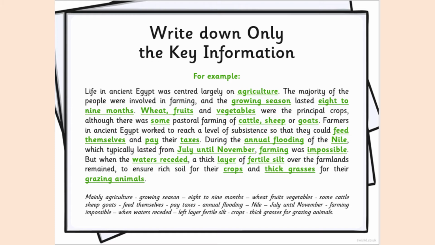So down below, when you're writing your notes, this is how it would look, and this would help you remember what the text you are reading was about. So again, it starts with mainly agriculture, the growing season, 8 to 9 months, wheat, fruits, vegetables, some cattle, sheep, goats, and so forth. Excellent. So this is all to do with life in ancient Egypt and what it was like. So all these notes, when you read them, would give you information about it.